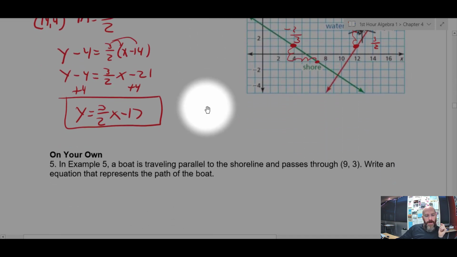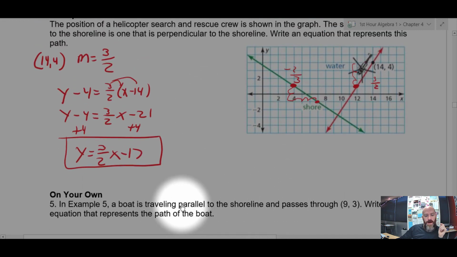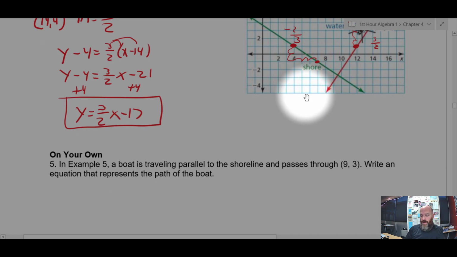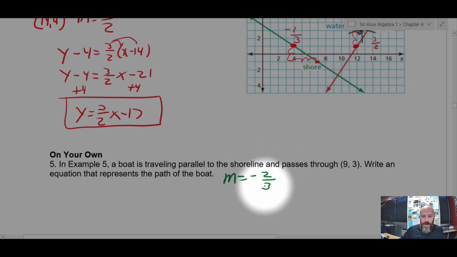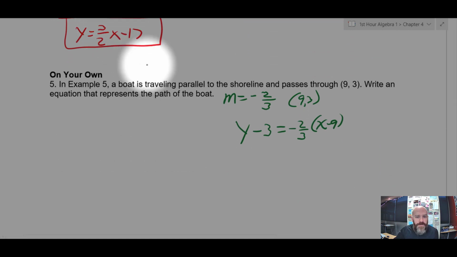All right. The only difference with this next one is they're talking about traveling parallel and going through that point. I'm just going to write down the points and then you can do this on your own. This is going to have a slope that's parallel to the shore, which means you're going to use the same slope, which is negative 2/3, and you're using the point 9, 3. So the point slope form would be y minus 3 equals negative 2/3 times x minus 9. You know what, why don't I just finish this, because it won't take long.